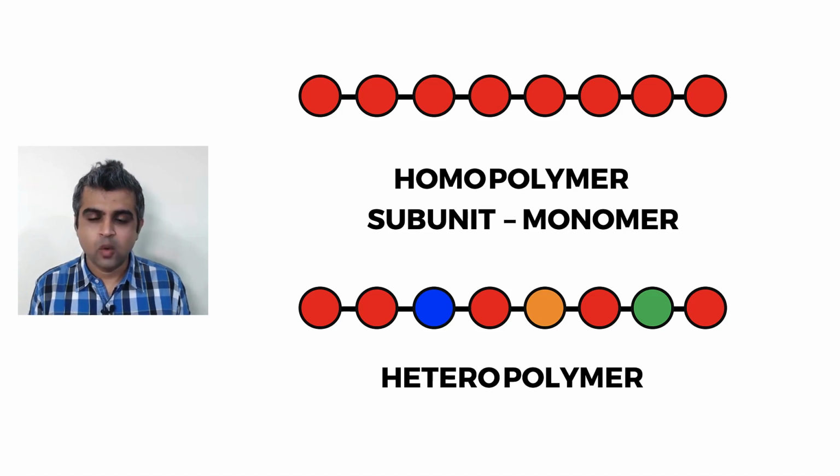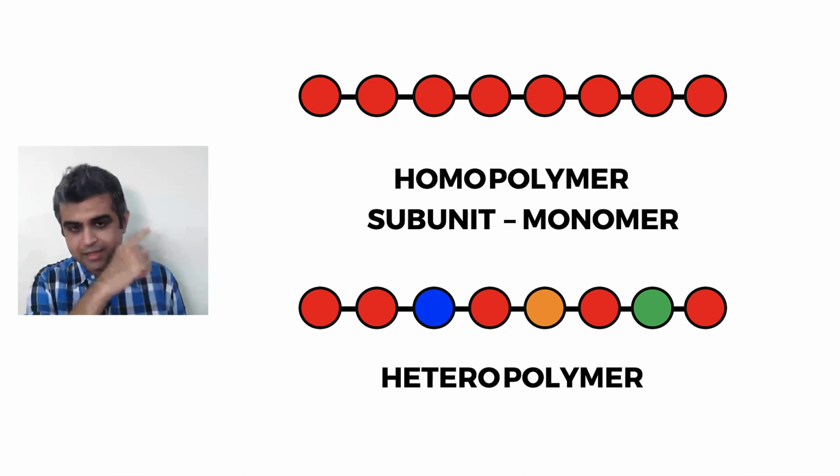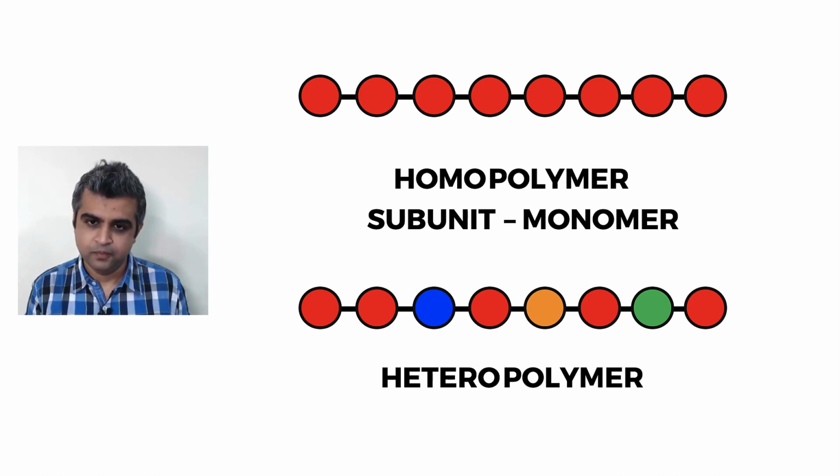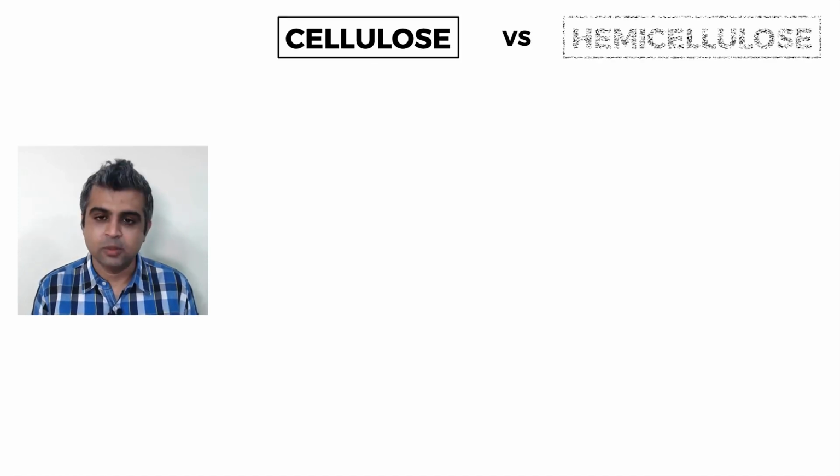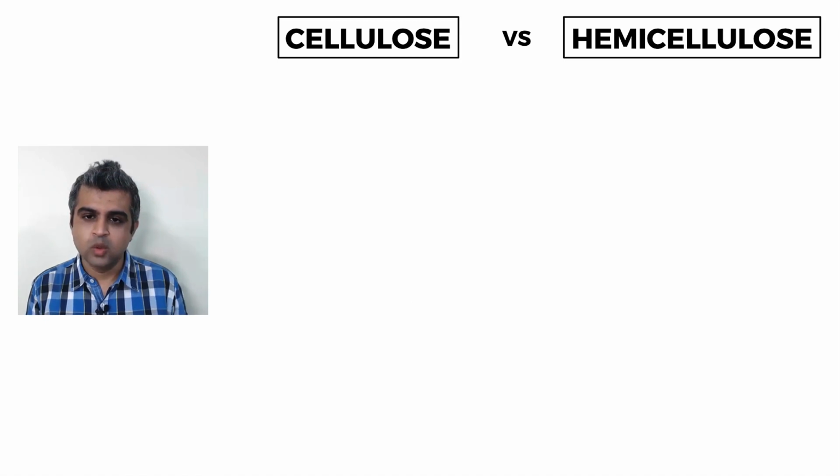So you have homopolymers and heteropolymers. If the subunit monomers of a polymer are the same, you call it a homopolymer. If the subunit monomers of the polymer are different, then you will call it a heteropolymer. I hope that this illustration is now clear to you. Right. So with this in mind, we can start the next topic, which is cellulose versus hemicellulose.